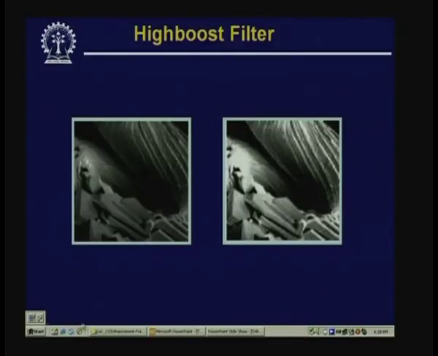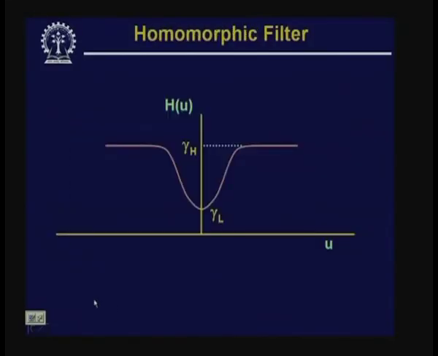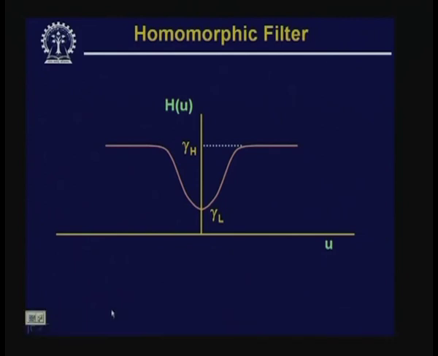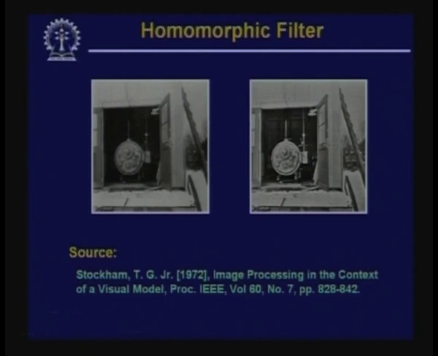So, now if we define a filter response like this, and here I say that gamma H is greater than 1 and gamma L is less than 1, this will amplify all the high frequency components, that is the contribution of the reflectance, and it will attenuate the low frequency components, that is the contribution due to the illumination. Now, using this type of filtering, the kind of result that we get is something like this.